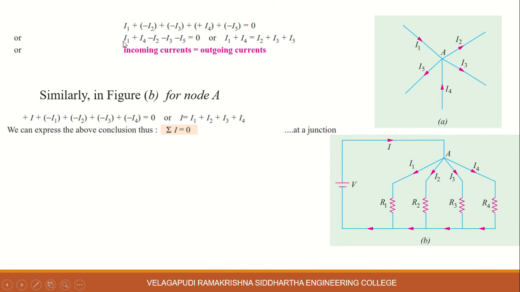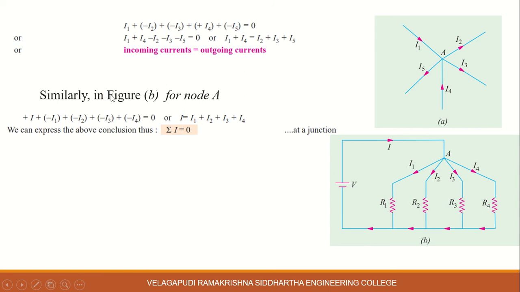Now rewrite it as I1 plus I4 minus I2 minus I3 minus I5 equals 0, or I1 plus I4 equals I2 plus I3 plus I5. Why is it so? Another definition is that the sum of entering currents is equal to the sum of leaving currents. That's why we write incoming currents equal to outgoing currents. Here incoming currents are I1, I4 and outgoing currents are I2, I3, I5.